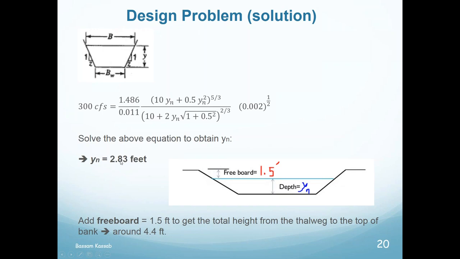So when you solve for all this, you get 2.83 feet, and that's the depth Yn of the water surface in the trapezoidal channel. But when we design a channel, we add a freeboard, and it's recommended for a trapezoidal channel to add 1.5 feet. Maybe another agency would add 2 or 1 feet. You add that on top to get the top of bank. The depth from the thalweg, the bottommost point in the channel, to the top of bank should be Yn plus 1.5, around 4.4 feet. And that's how you are designing your channel. You tell your construction engineer that you need the channel to be 4.4 feet deep to allow for that 10-year flow of 300 CFS.